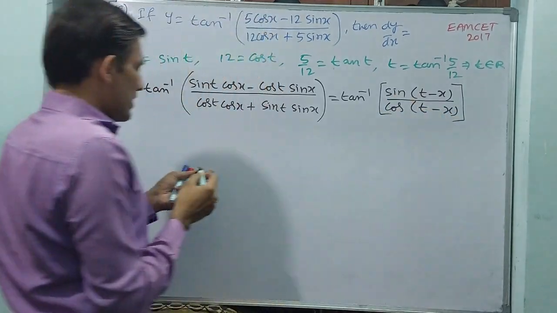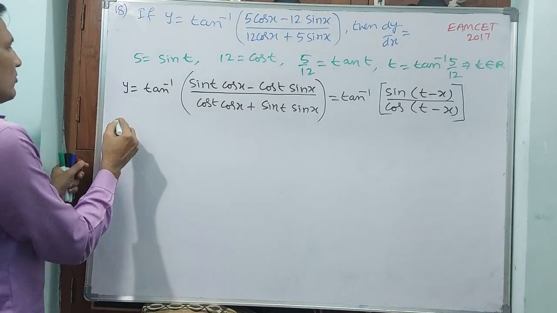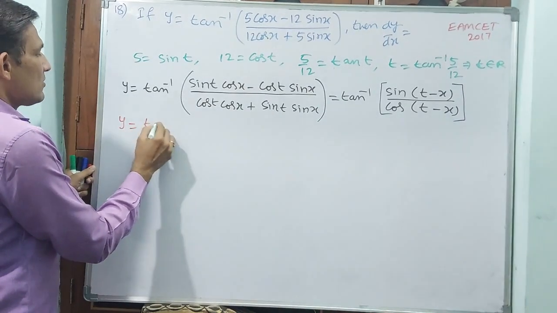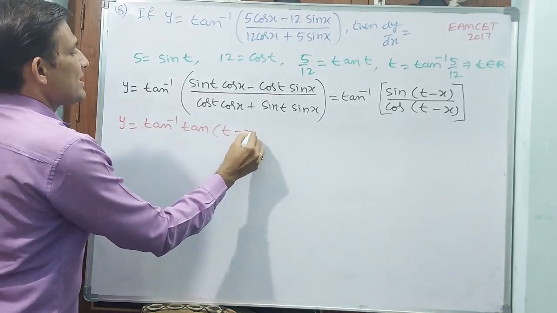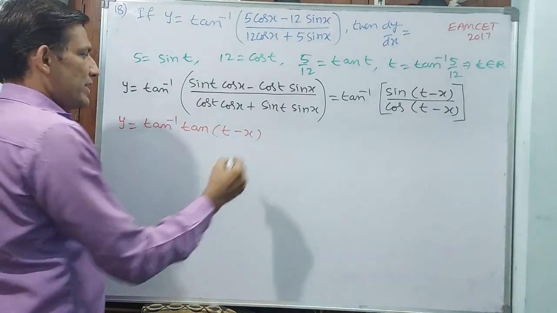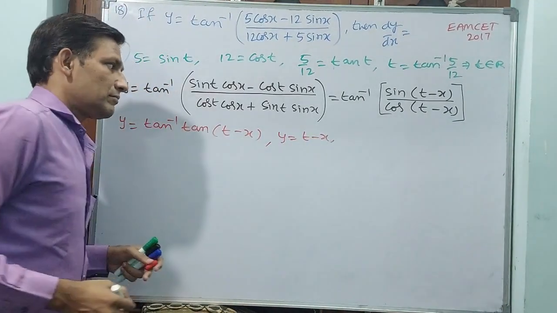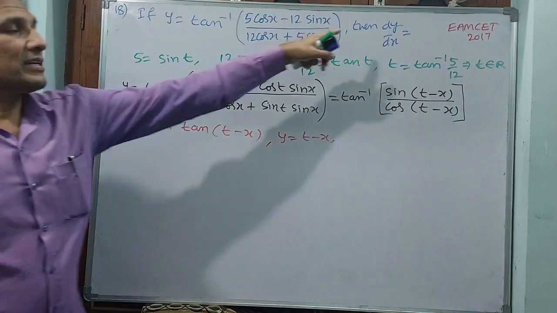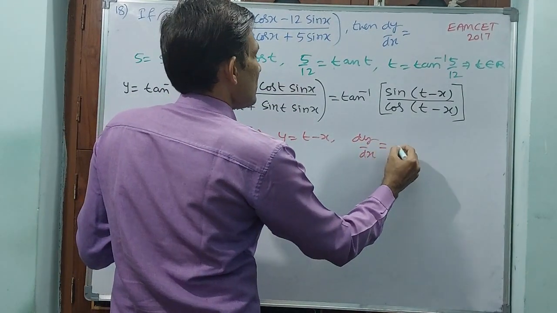That means sin by cos, if it is there, then what will this be? This will be y is equal to, once again I will say, y is equal to tan inverse of tan of t minus x. Okay, sin by cos. Tan inverse tan is going to get cancelled out, so y is equal to t minus x. Okay? Now they are asking dy by dx. Then dy by dx is equal to minus 1.